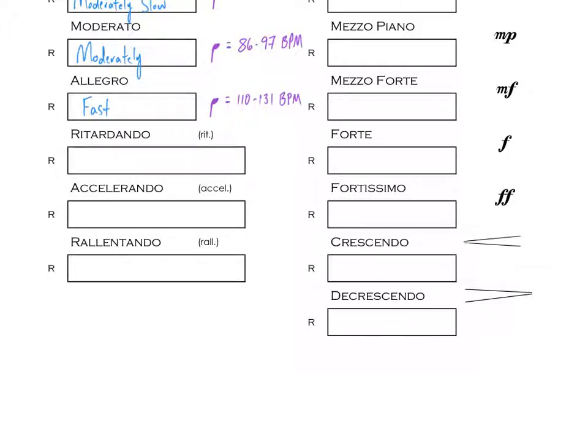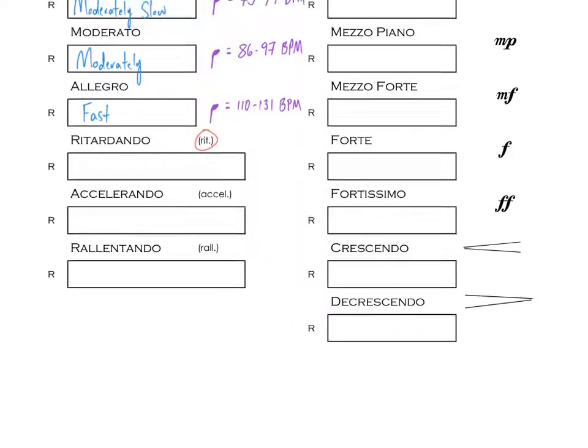The words at the bottom here are tempo modifiers, which are usually conducted by a conductor. So the first one, ritardando, and you can see rit is usually how it will appear in your music, usually underneath a measure. Ritardando means to gradually decrease, or slow, tempo or speed. So we're going to write gradually decrease tempo.